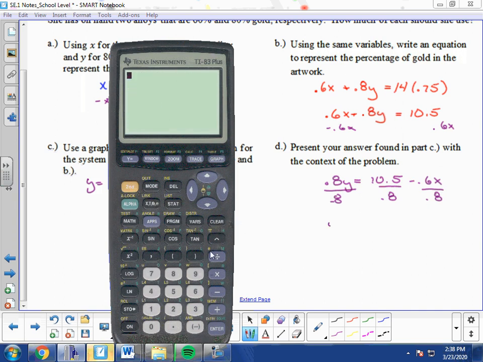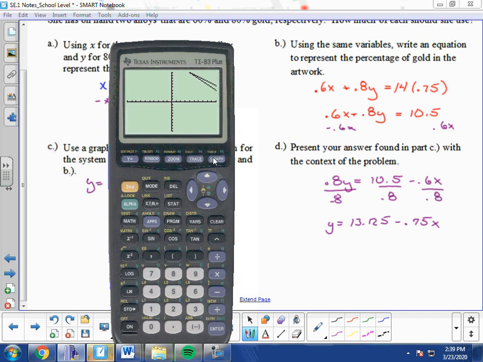So y would be by itself. 10.5 divided by 0.8 is 13.125. We're not going to round that. Let's just use that whole decimal. 0.6 divided by 0.8 is 0.75x. So y equals 13.125 minus 0.75x.